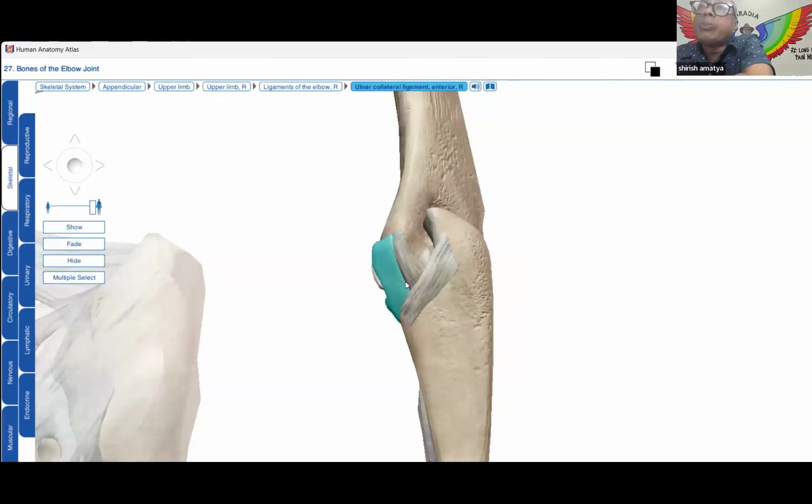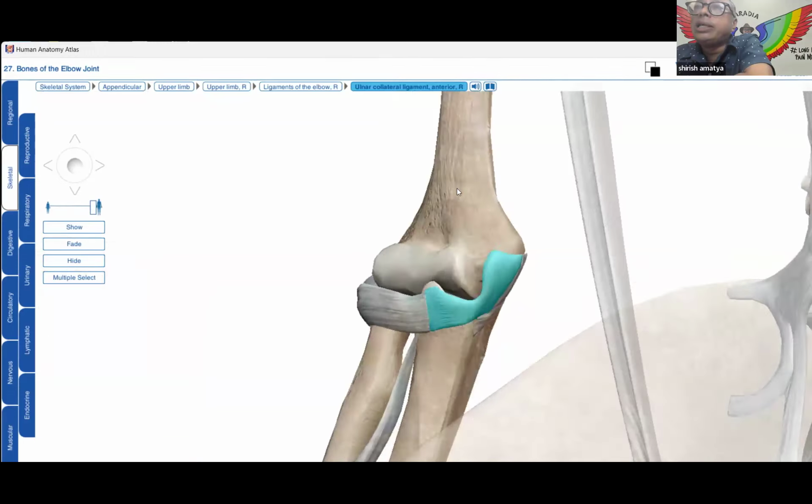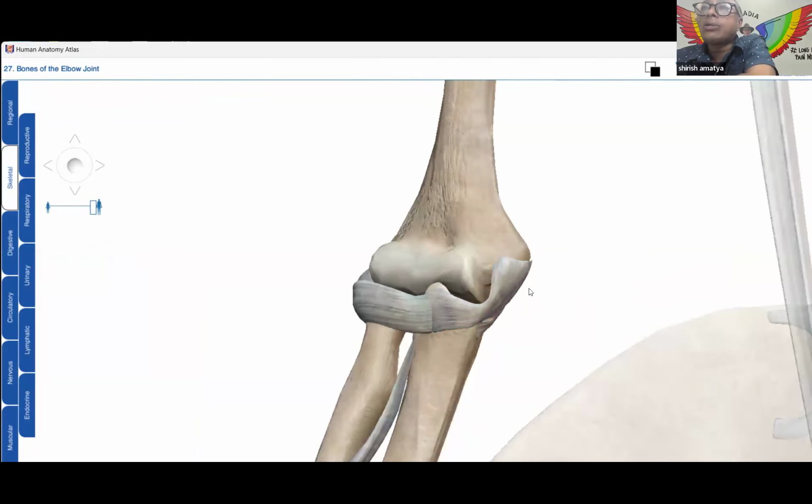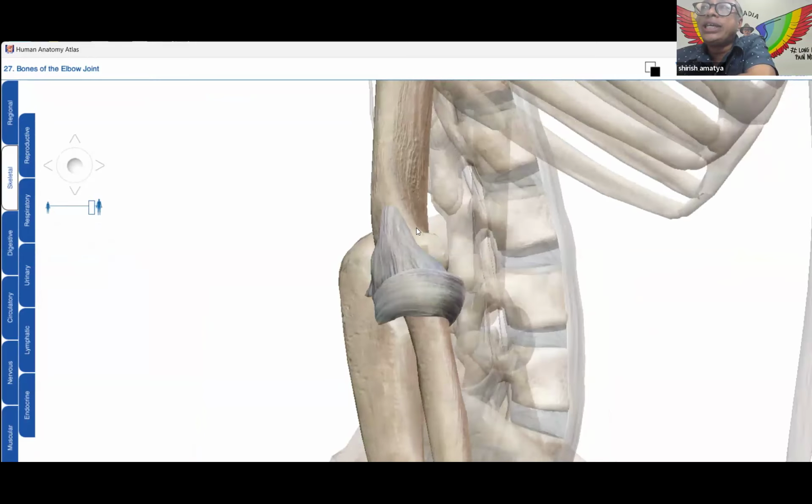Okay, the posterior band is behind, and this one is the horizontal band. So these are the three ligaments forming the medial ligamental complex. And on the lateral side also, this joint is reinforced with one lateral ligamental complex. And in the lateral ligamental complex, there are three structures.